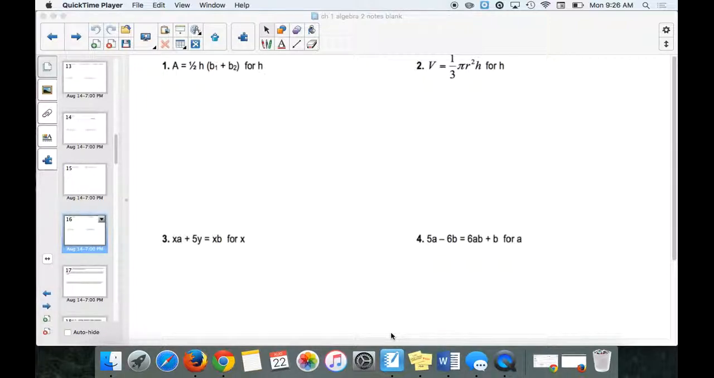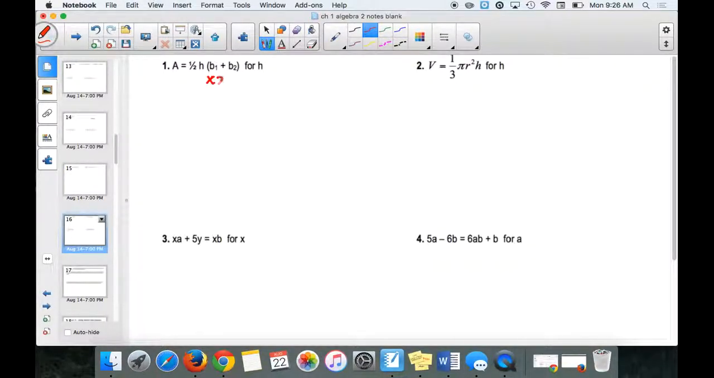Okay, so the first thing I could take care of is that 1/2. And I could divide by 1/2, but it's really the same as multiplying by 2, right? So we're going to multiply by 2 on both sides. So when I multiply by 2, I'm going to have 2a. That 1/2 and the 2 now cancel, right? They're gone. And I'm going to have h times b1 plus b2.